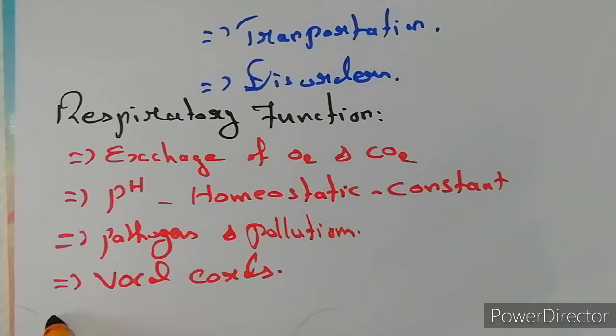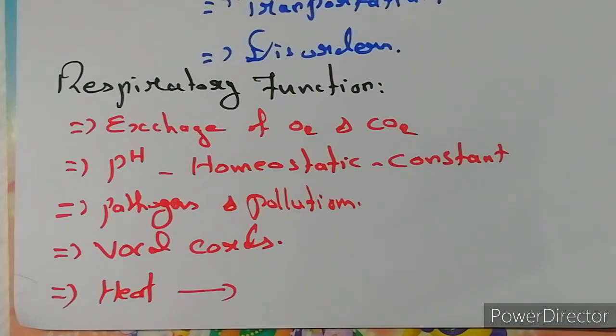Fine. And finally, it is used to remove the heat which is produced by metabolic processes. As we said already, many metabolic processes are going on inside the cells. During this process, heat will be produced, and this heat must be eliminated from the body through the respiratory system. So the respiratory system helps to eliminate the heat also. How is the heat produced? It is produced by the metabolic process. So these are all the major functions done with the help of the respiratory system.